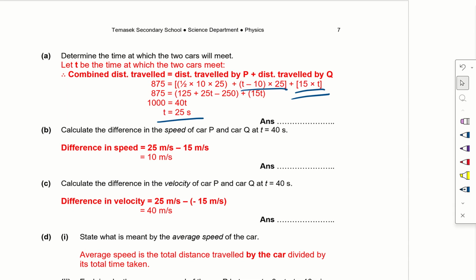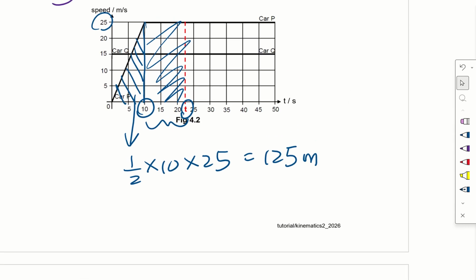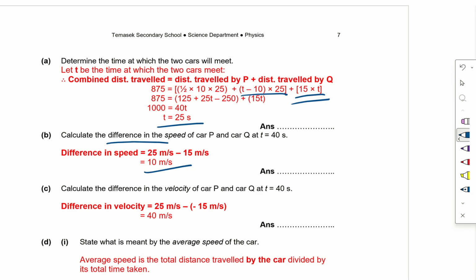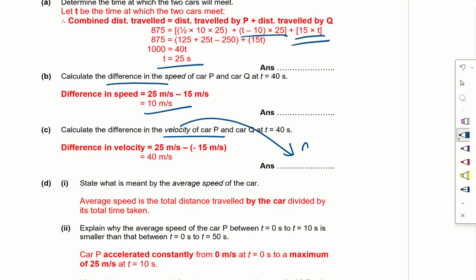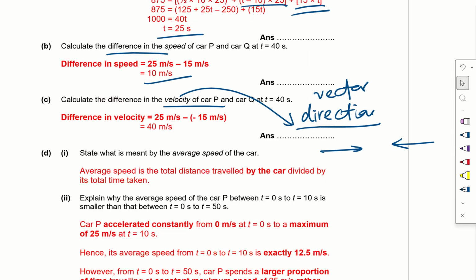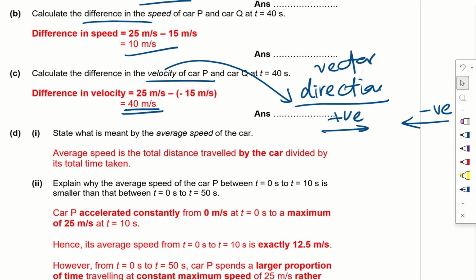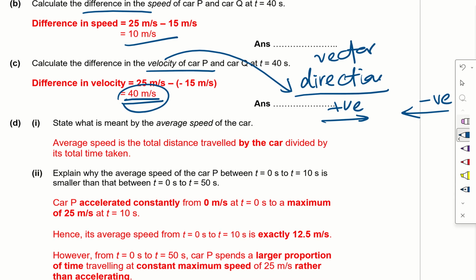Calculate the difference in the speed of car P and car Q at T equals 40 seconds. At 40 seconds, the difference is just read off 25 and 15, so it is 10 meters per second. Calculate the difference in the velocity. Velocity is a vector quantity, so there must be direction, and because they are traveling in opposite directions, you can set going to the left as negative, going to the right as positive. Both will give you a value of 40 meters per second, whether you choose left is positive or left is negative.